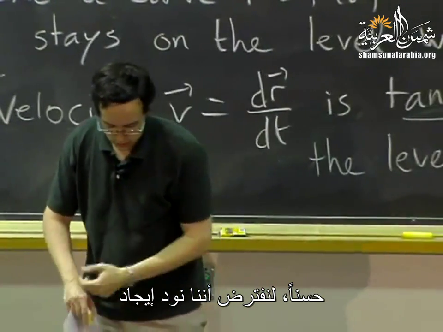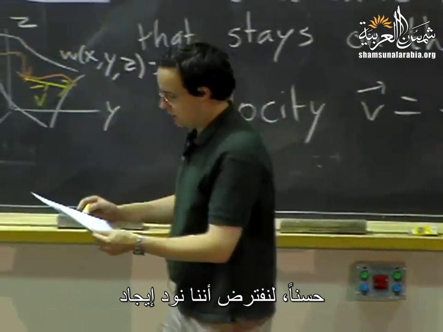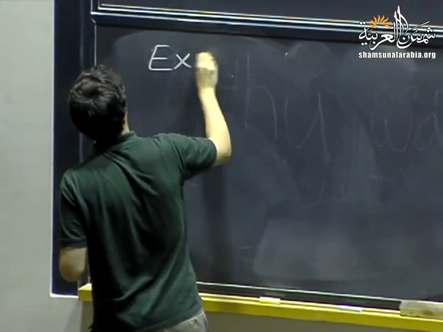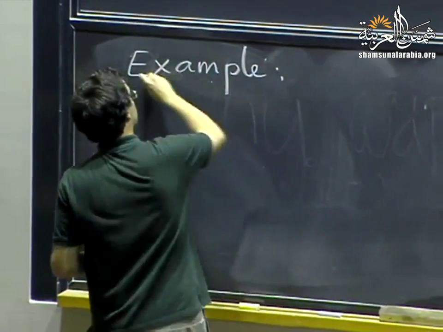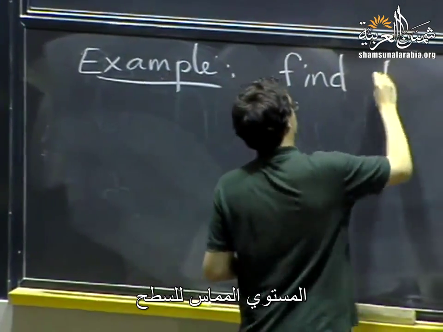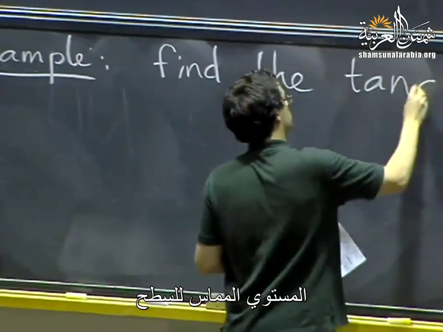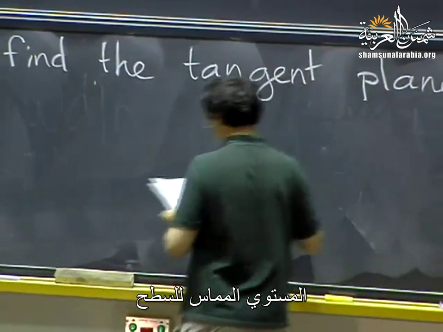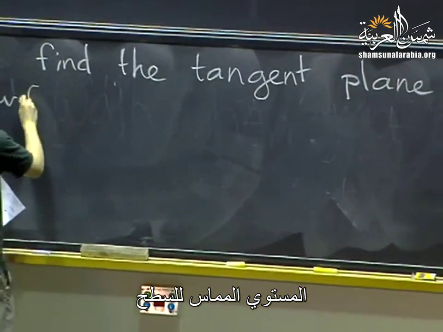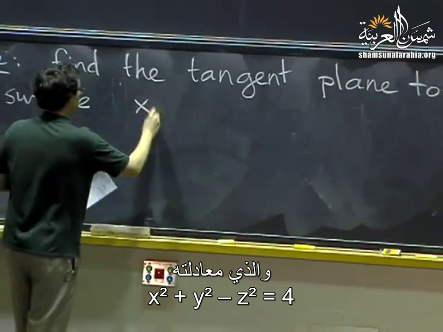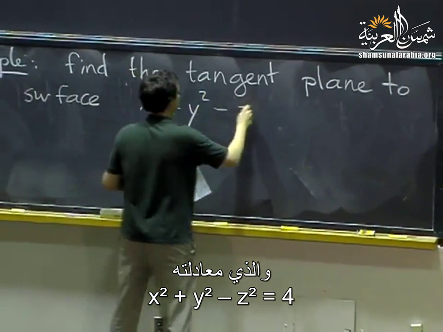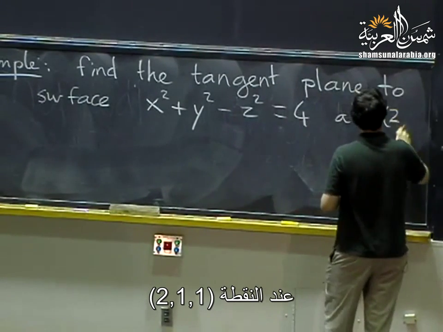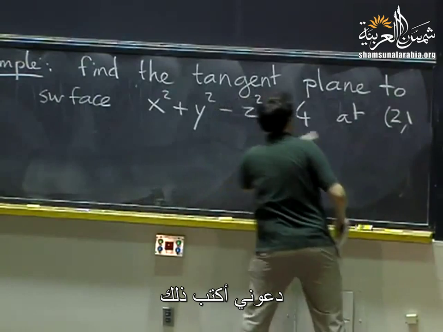So let's say that, for example, I want to find the tangent plane to the surface with equation x squared plus y squared minus z squared equals 4 at the point (2, 1, 1). Let me write that underneath.